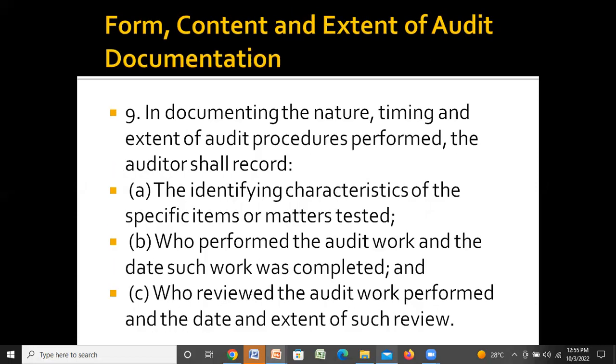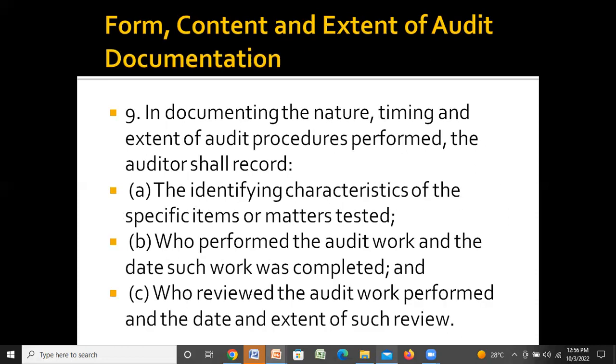Paragraph 9. In documenting the nature, timing, and extent of audit procedures performed, the auditor shall record the identifying characteristics of the specific items or matter tested. Identify the audit area clearly. B, who performed the audit work must be documented, and the dates such work was completed must be documented. Who reviewed the audit work performed? We talk about review in ISA 220. So who reviewed the audit work, and the date and extent of such review must also be documented. Remember, we said one of the objectives of this documentation is to ensure accountability. We can trace who did what or who did not do what was supposed to be done.